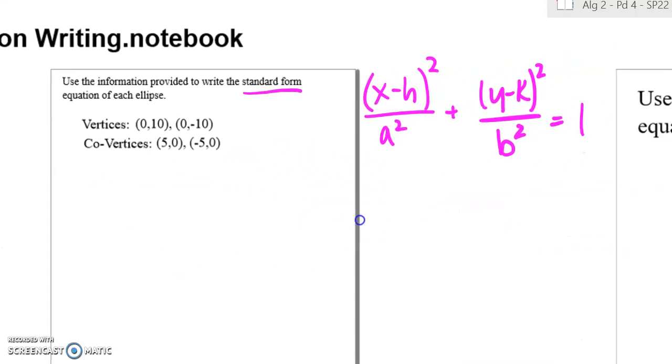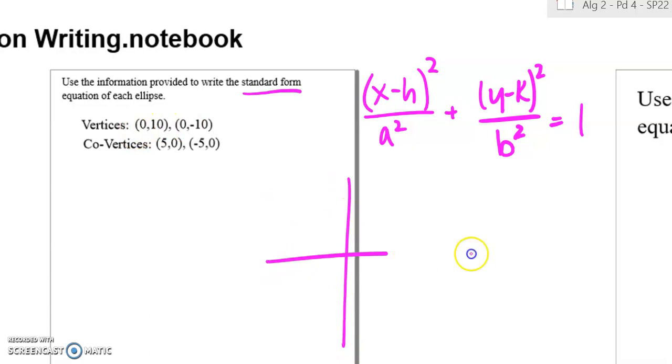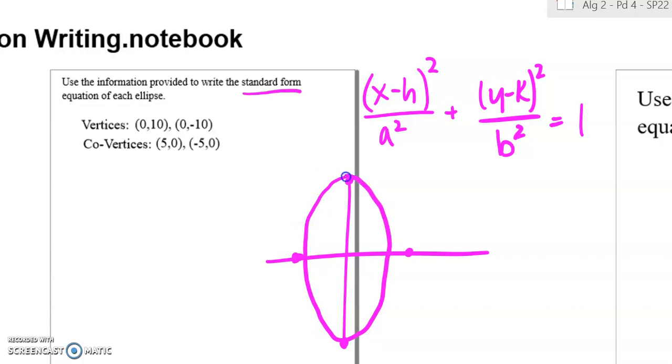So when I look at this one, if I just sketch it, I would get 0, 10, 0, negative 10, 5, 0, and negative 5, 0. So I know my ellipse is stretched more vertically than it is horizontally. So then I know that the b should be larger than a.